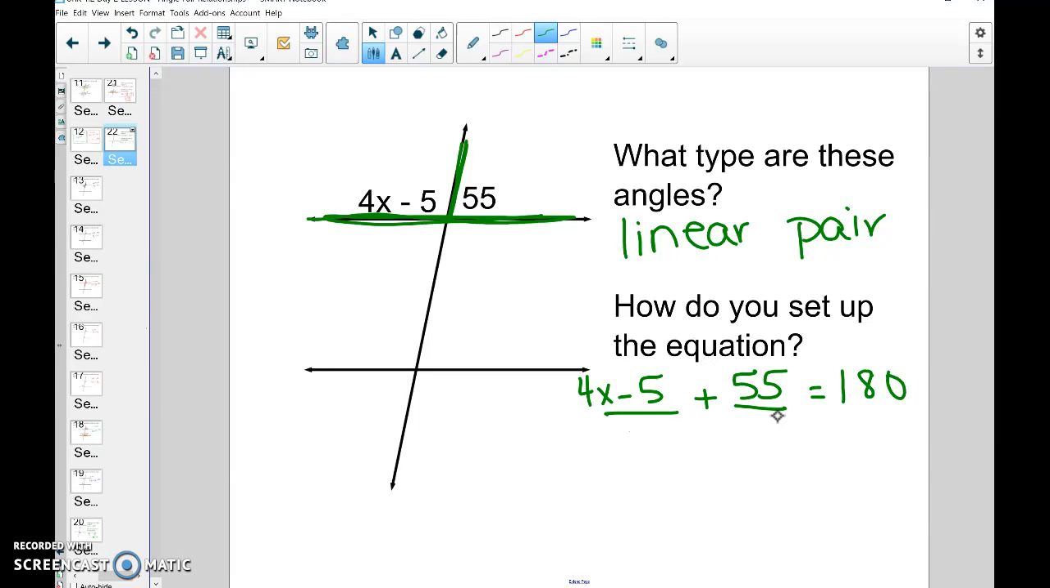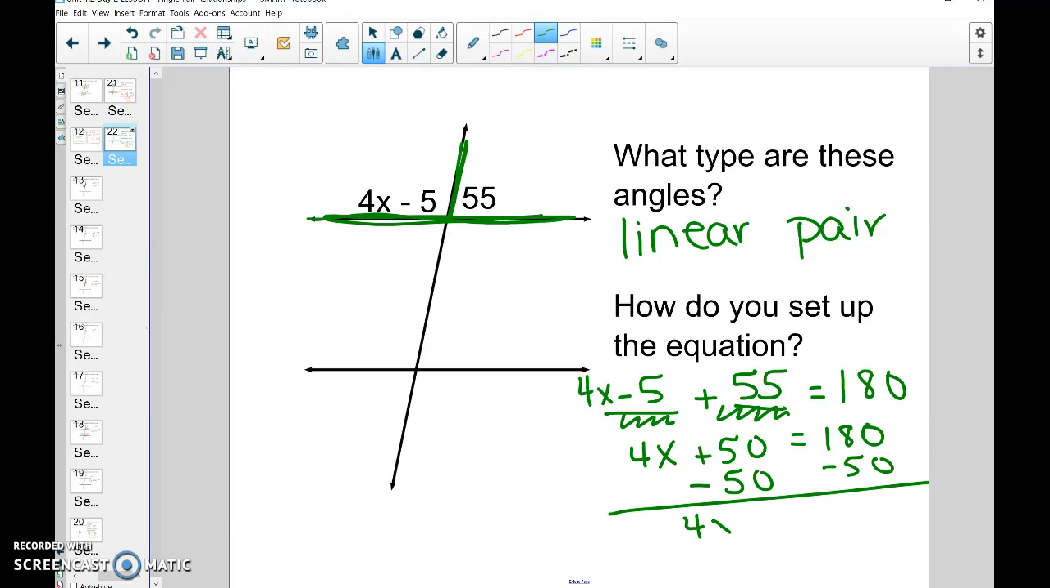On this side, I've got some like terms. Negative 5 plus 55 are like terms. I can't put the 4 with it. That's got an x. That means it becomes 4x plus 50 equals 180. Now it's kind of like we did before. Subtract 50 from both sides. Get 4x equals 130. And then when I divide that, I end up with a fraction, but that's okay. I get 32.5.